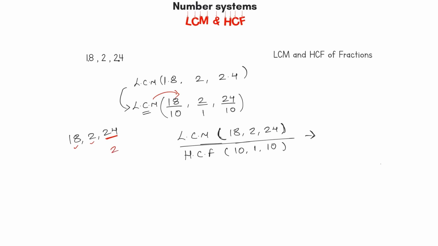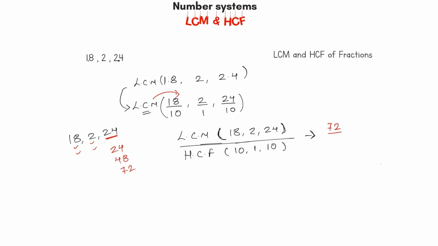So 24 ones are 24, not a multiple of 18. 24 twos are 48, not a multiple of 18. 24 threes are 72, a multiple of 18 as well as a multiple of 2. So 72 is the LCM of these 3 numbers.